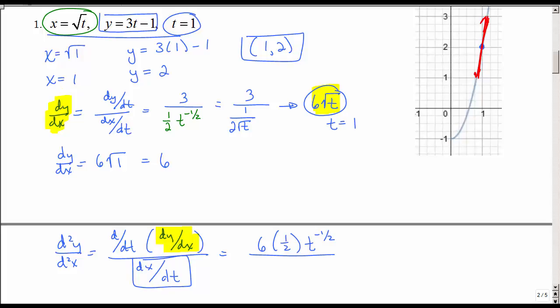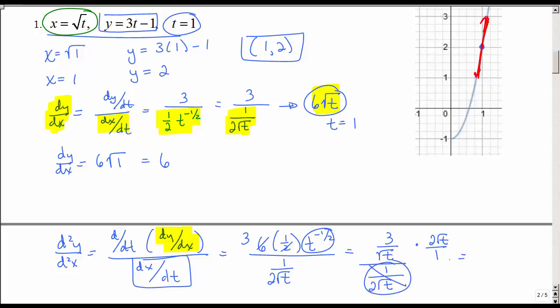We already did that once. Here was our derivative of x with respect to t, so let's write that down again: 1 over 2 times the square root of t. Again, I'm going to clean that up. The 6 times 1/2 is 3, and the square root of t goes on the bottom, so that's 3 over the square root of t, over 1 over 2 square root of t. Again, if I divide by a fraction, I multiply by the reciprocal, and I'm going to get just 6. The second derivative is just positive 6.